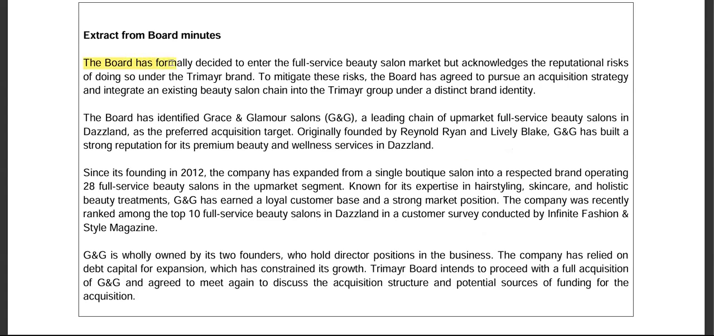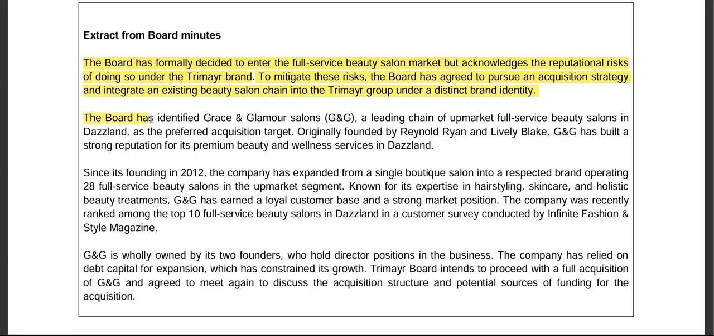The board has formally decided to enter the full-service beauty salon market, but acknowledges the reputational risks of doing so under the Trimayr brand. To mitigate these risks, the board has agreed to pursue an acquisition strategy and integrate an existing beauty salon chain into the Trimayr group under a distinct brand identity. So it makes sense because it is a risk mitigation strategy. We are looking at diversification, but the diversification will be under a different brand, and that would mean the Trimayr brand's identity would be protected.